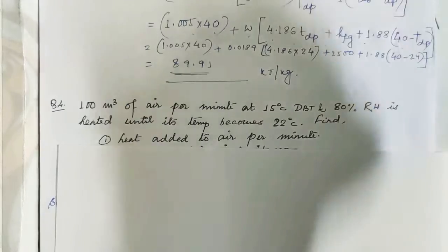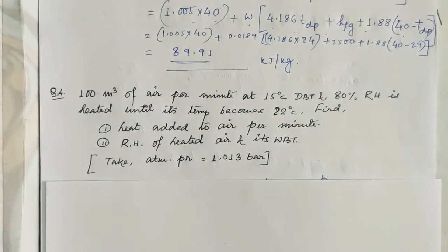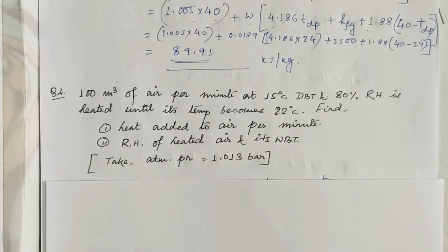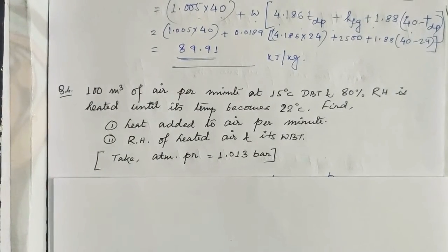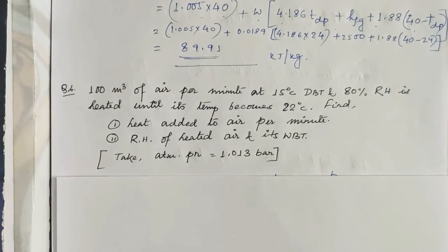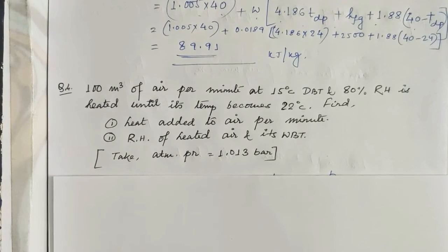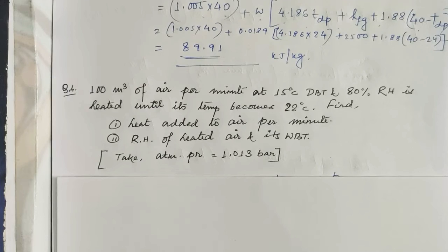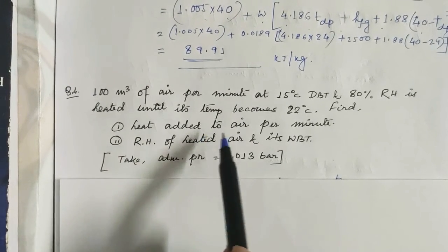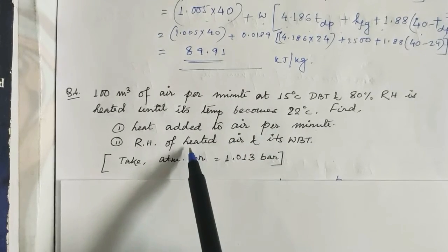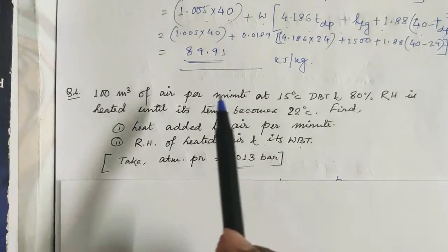Now coming to the next problem, problem number 4, which is a particular psychrometry process. What is the statement of the problem? It is given that 100 meter cube of air per minute at 15 degree dry bulb temperature and 80% relative humidity is heated until its temperature becomes 22 degrees centigrade. Find out the heat added to the air per minute, the relative humidity of the heated air and its wet bulb temperature. Atmospheric pressure is given. So what is the process?